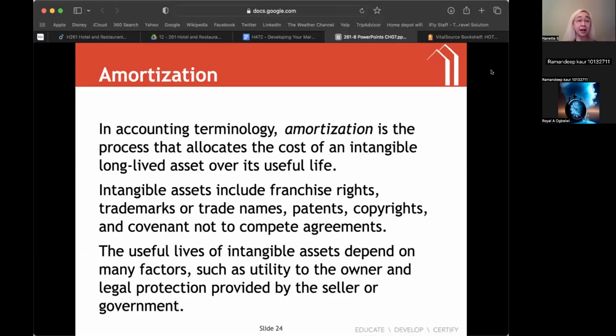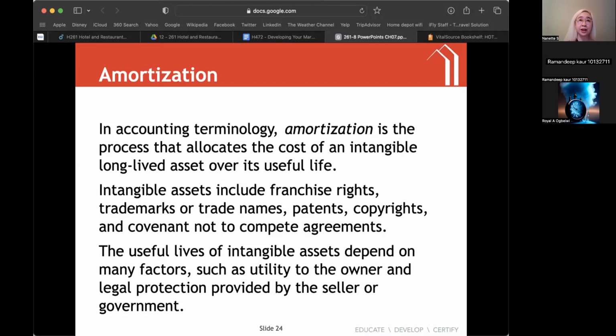Okay, so let's talk about amortization. Royal, what is amortization? In accounting terminology, amortization is the process that allocates the cost of an intangible long-lived asset over its useful life. Intangible assets include franchise rights, trademarks or trade names, patents, copyrights, and covenant not to compete agreements. The useful lives of intangible assets depend on many factors, such as utility to the owner and legal protection provided by the seller or government.